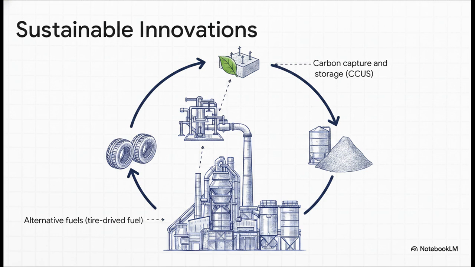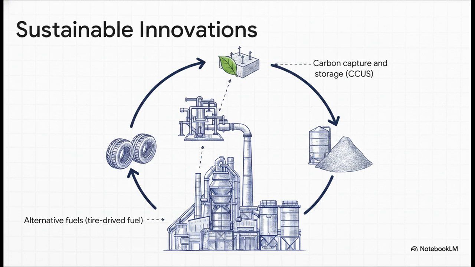The industry is currently deploying some incredible, innovative solutions to try and reach carbon neutrality by 2050. Facilities are implementing carbon capture, utilization, and storage, or CCUS technology, directly at the smokestacks. They're also increasingly utilizing alternative fuels, brilliantly co-processing things like old tire-derived fuel. That reduces landfill waste while simultaneously powering the kilns.